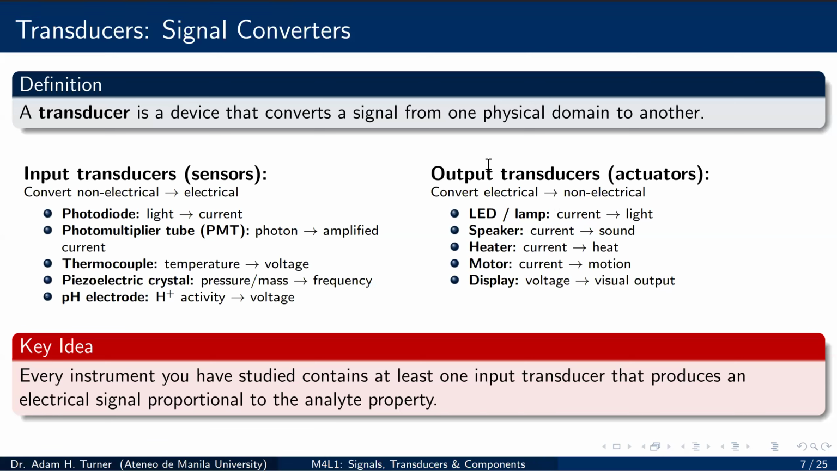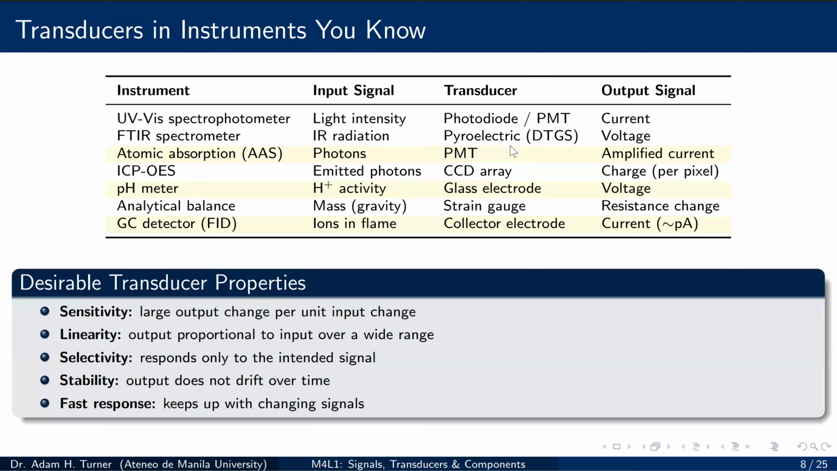So this is the key idea. Every instrument you've studied has at least one input transducer producing an electrical signal proportional to the analyte property. That proportionality is what makes quantitative analysis possible. So let's take this information and ground it in the instruments that we've already covered. Here we have a table mapping out the input signal, the transducer, and the electrical output for the 7 instruments.